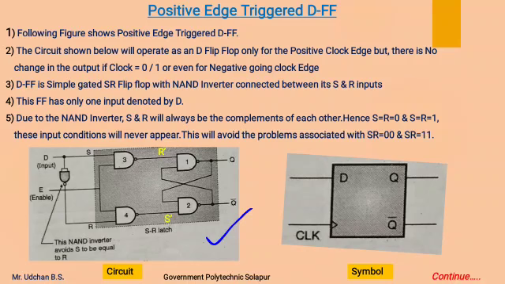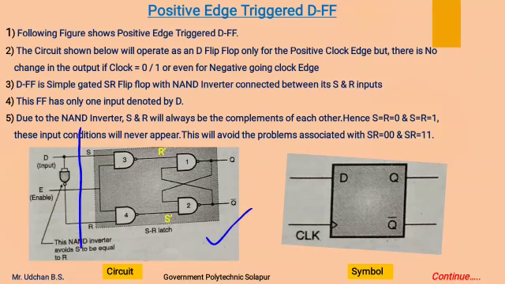So the following figure shows positive edge triggered D flip-flop. The circuit shown below will operate as a D flip-flop only for positive clock edge, but there is no change in the output for the negative level, for the positive level, or for the negative going edge of the clock pulse. The D flip-flop is a gated SR flip-flop with NAND inverter connected between its S and R input.